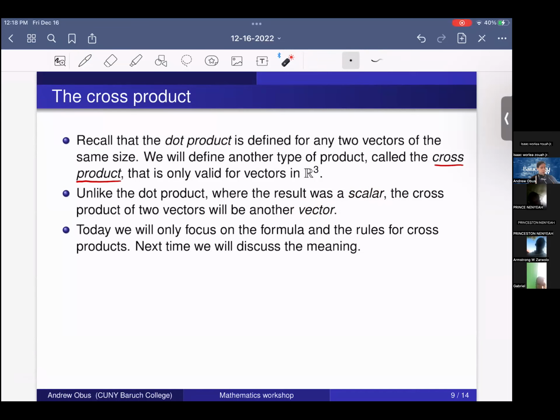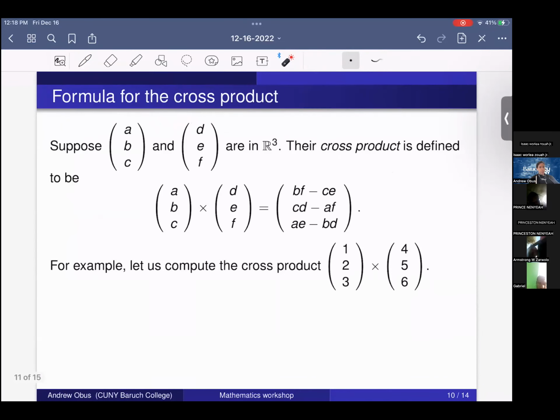Okay, so what's the formula for the cross product? So this is the formula right here. So if I have two vectors, A, B, C, and D, E, F, then their cross product by definition is just this third vector, which is given by this somewhat complicated formula. It's given by BF minus CE, CD minus AF, and AE minus BD as the entries.